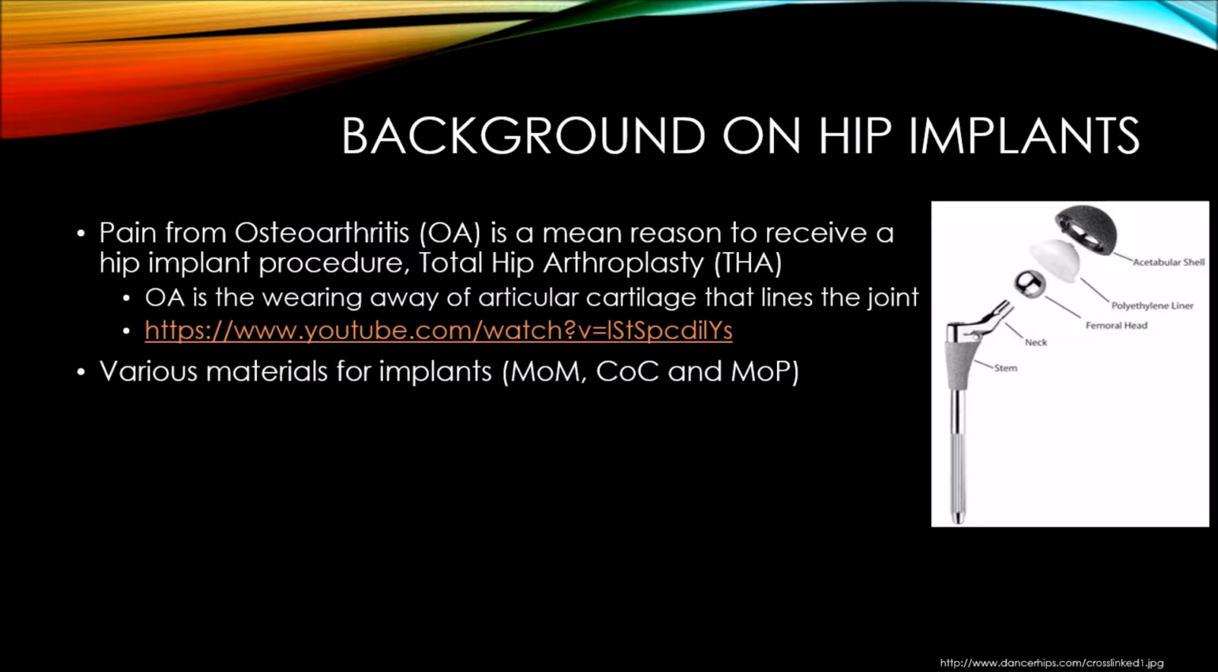So there are various types of implants, various types of materials. You can have metal, you can have ceramic, and you can have plastic. Those are the main three implant materials involved in making hip implants, and then you can have a mix and match of those.